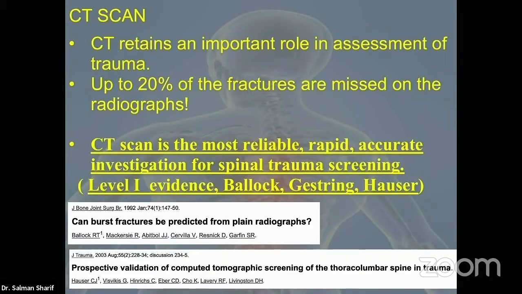I found good level 1 evidence for the value of the CT scan in the diagnosis of thoracolumbar fractures. Up to 20% of the fractures could be missed on radiographic studies. So CT scan is invaluable and is nowadays the standard for evaluation and diagnosis of thoracolumbar trauma.